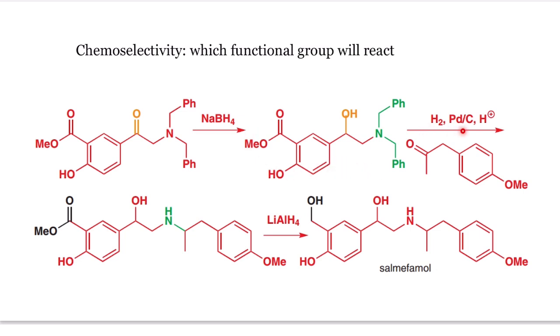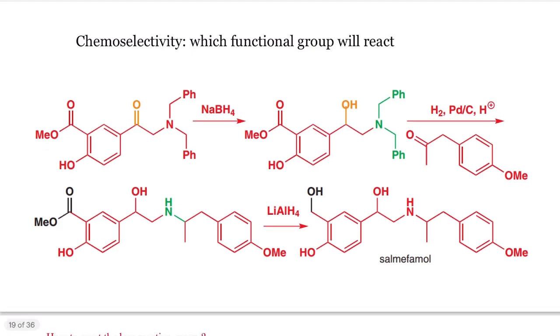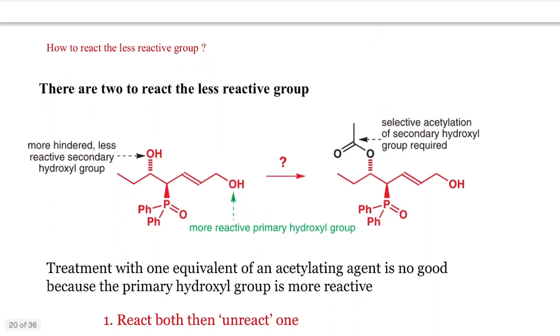In the next step, this is debenzylation followed by reductive amination to get this compound, and in the final step the ester is reduced to the alcohol. The best reagent to reduce an ester to an alcohol is lithium aluminium hydride. This is chemoselectivity, that is, which functional group will react.